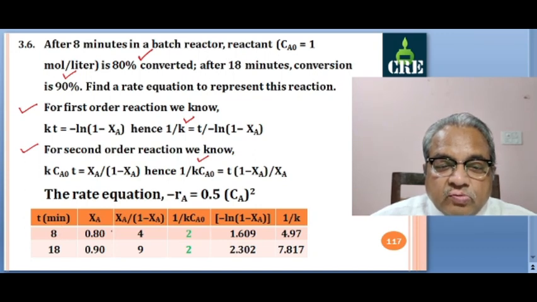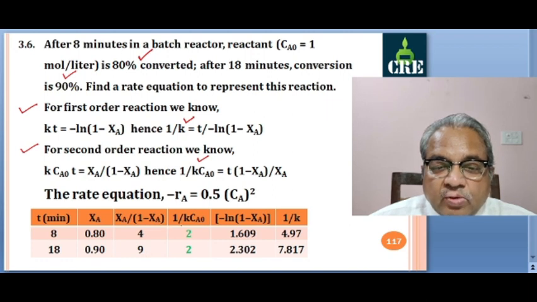8 minutes conversion is 80%, 18 minutes conversion is 90%. XA by 1 minus XA you calculate as 4 and 9, and 1 upon kCA0 comes as 2 and 2, it is matching exactly. That means given kinetics is second order kinetics. Before that we have checked it for first order also.